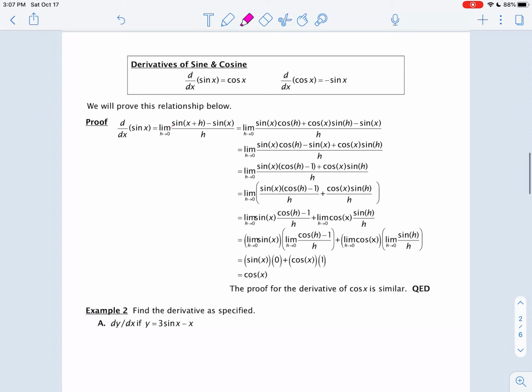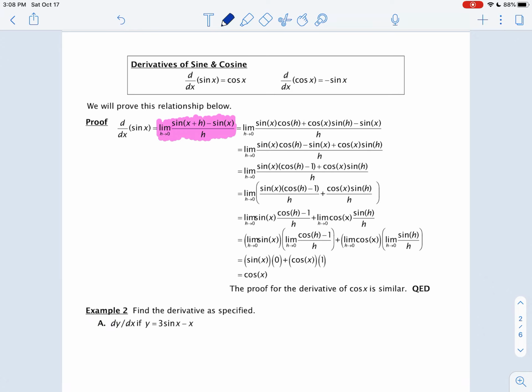So we're going to find out that the derivative of sine x is cosine x, and by a very similar argument, you can do a very similar proof that the derivative of cosine is equal to minus sine x. Okay, we see that we are starting off with the limit definition of the derivative. So we'll have that the derivative of sine x is the limit as h goes to 0 of sine x plus h minus sine x over h.